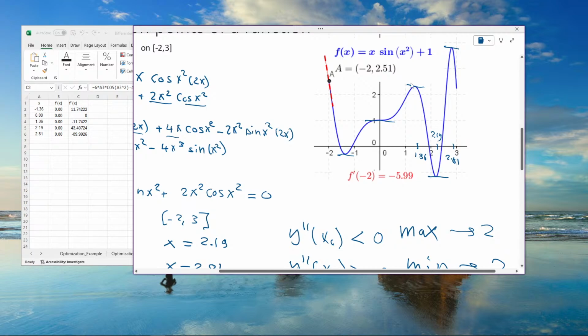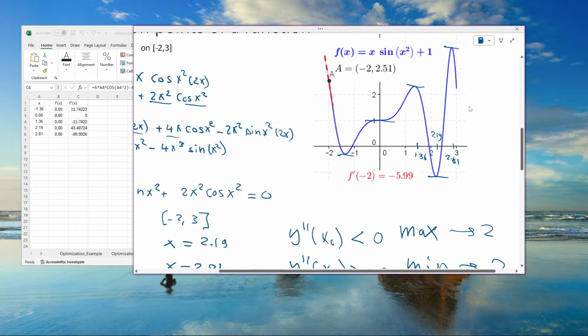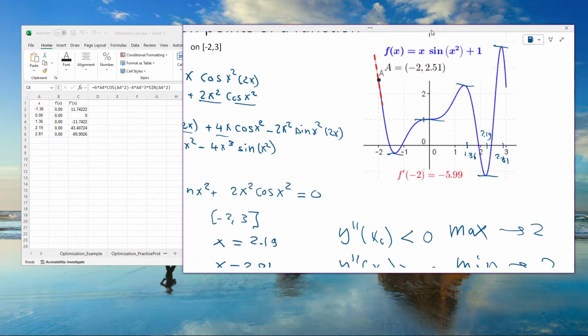At the next point I got a negative. So what does this mean? Yes, you got a negative because you have a maximum point. You got a positive here because you have a minimum point, and you got a negative here because you have a maximum point. Okay, so basically that's it.